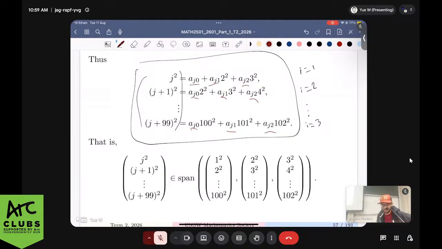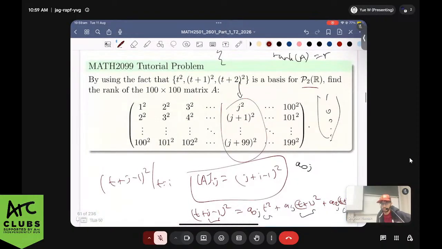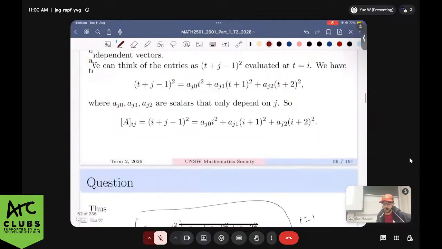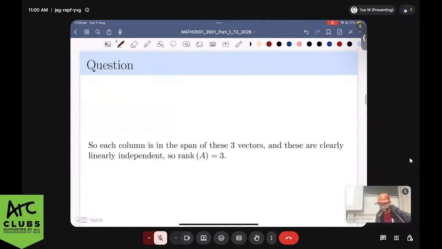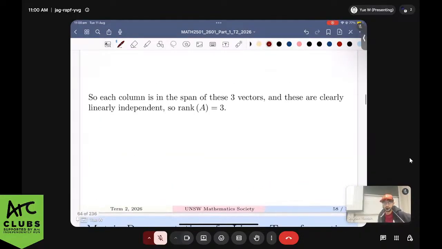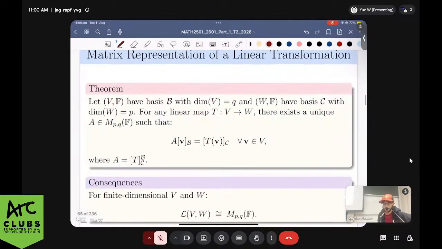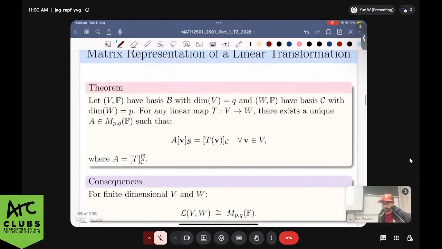And you can check these are going to be independent. What that means is every column is in the span of 3 specific vectors. So the rank is actually 3. You can check they're independent, which ensures the rank is exactly 3. It's just a weird trick: showing the rank is 3 is the same as showing all the columns are in the span of these 3 specific vectors. And they also have to be independent for the rank to be exactly 3.